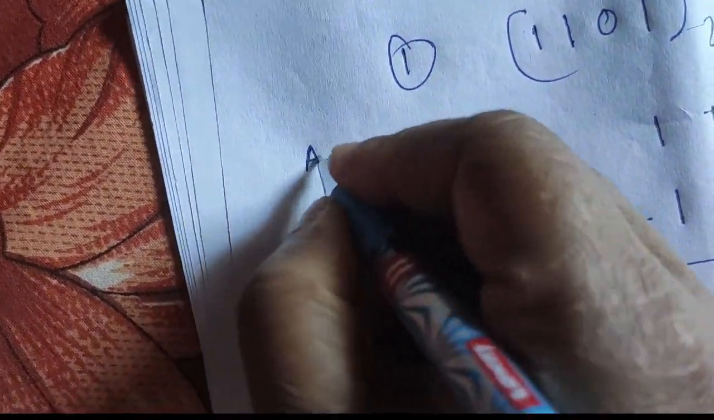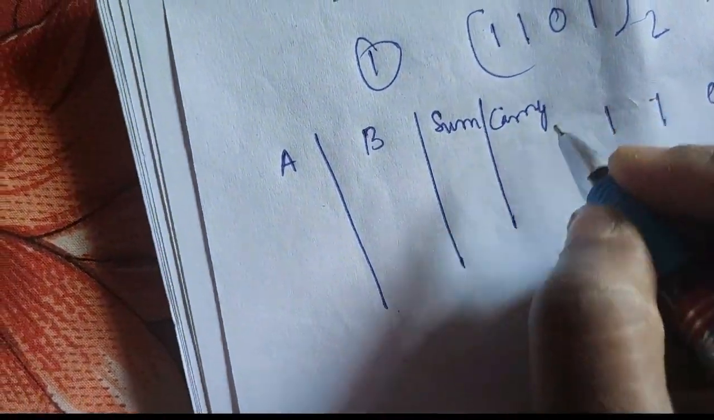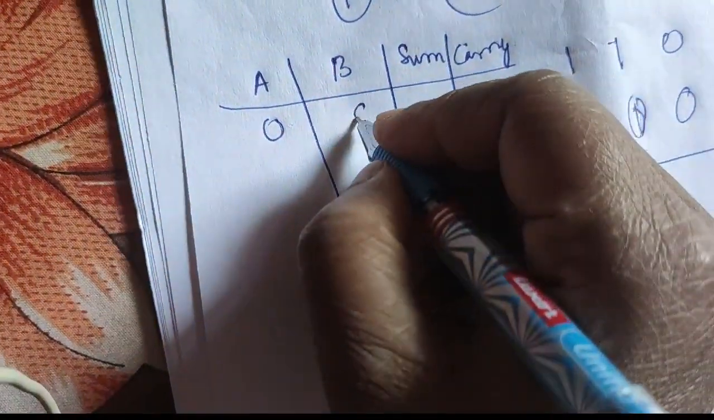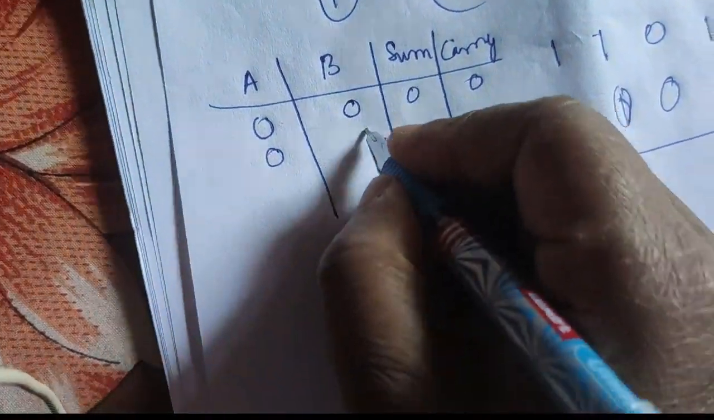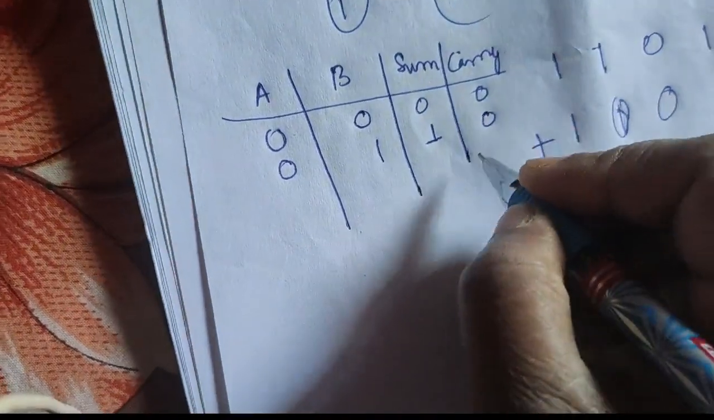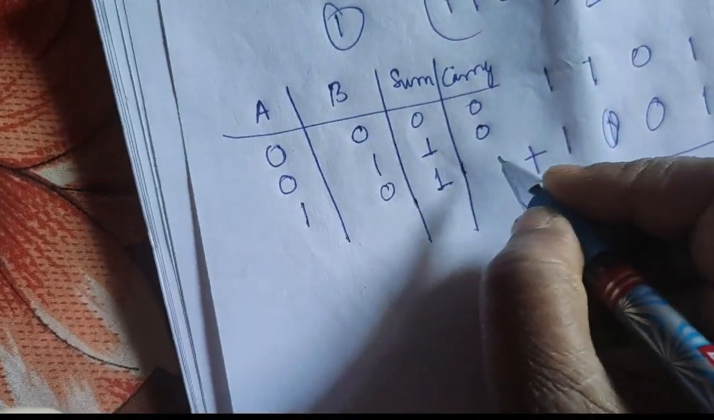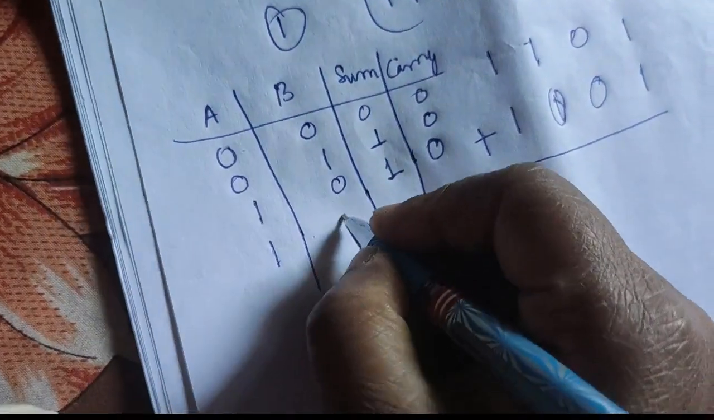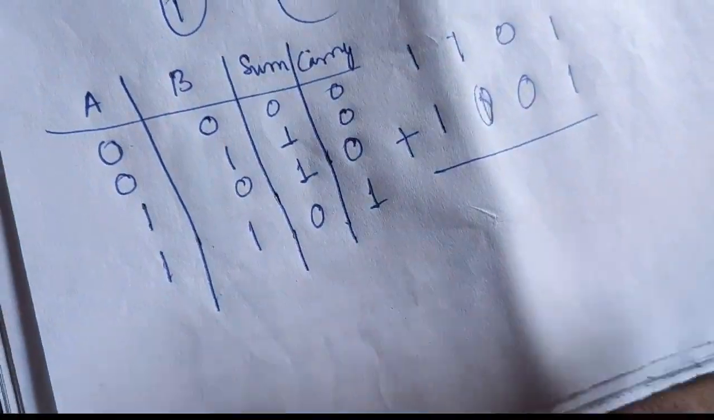Okay, so what is the truth table? When A is 0 and B is 0, the sum is 0 and carry is also 0. When A is 0, B is 1, we get the sum 1, carry 0. When A is 1, B is 0, we get the sum 1 and the carry 0. And when A is 1 and B is 1, we get the sum as 0 and the carry as 1.